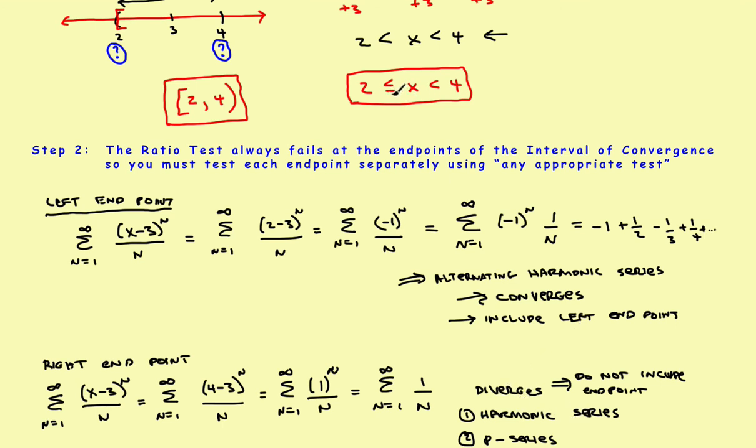And then your final answer may or may not have an equal to with those greater than or less than. So that's an example of a fixed interval where, in addition to the ratio test, you had to test the endpoints to get the final answer.